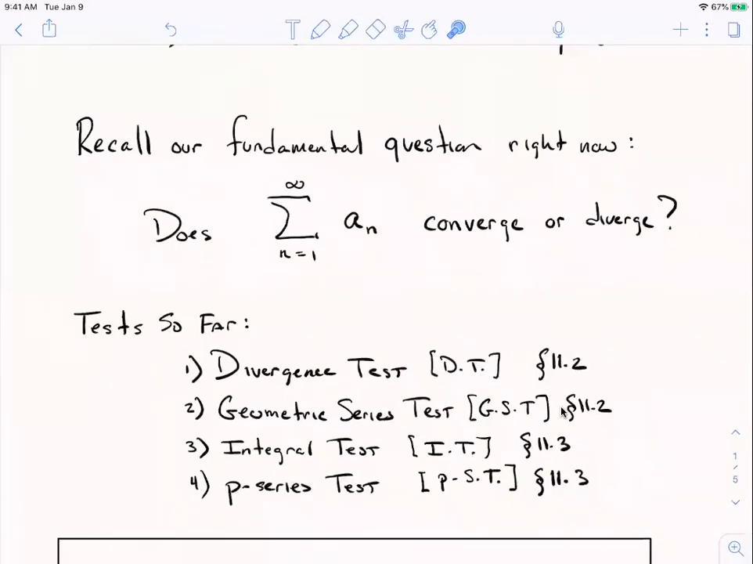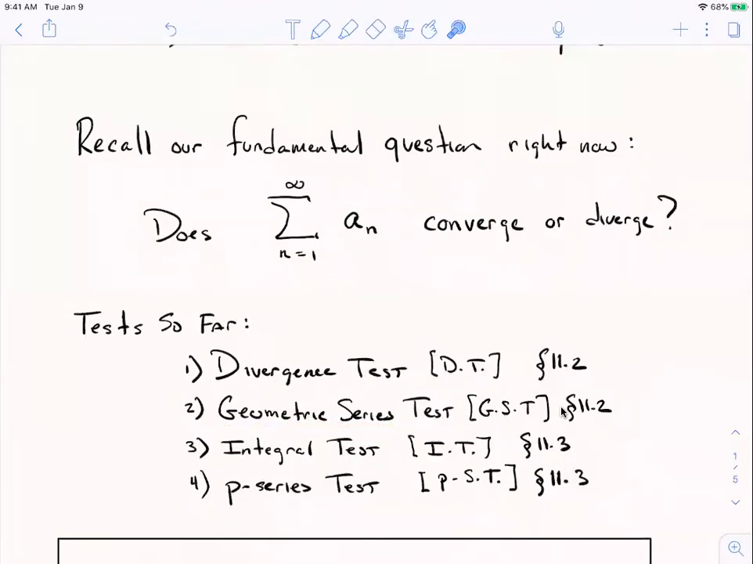If the series is super special, if it's a geometric series, then the geometric series test completely answers the question. If the radius is less than 1 in absolute value, it converges, and you know its sum. If the radius is bigger than or equal to 1 in absolute value, it diverges. So a great test, it's a perfect answer, but it only applies to geometric series.